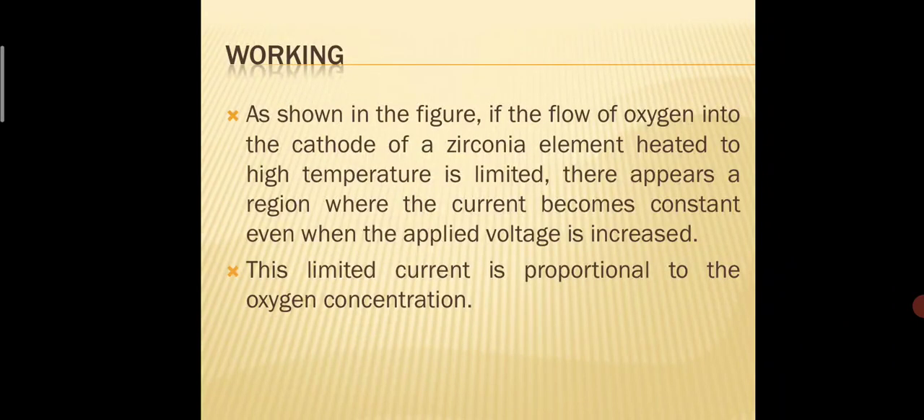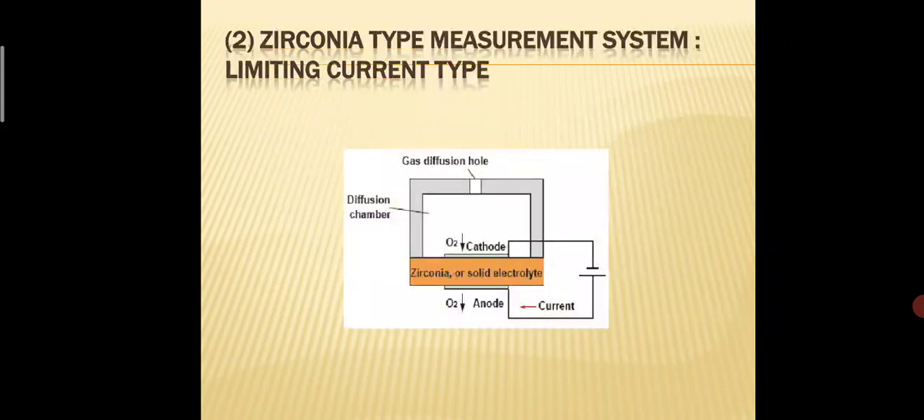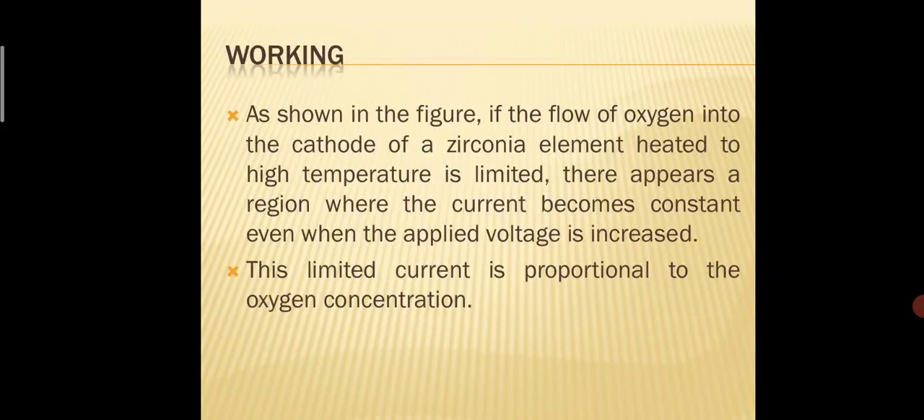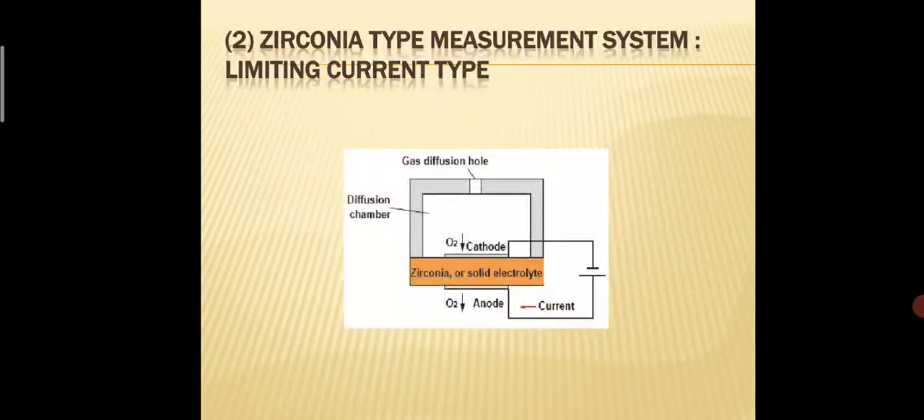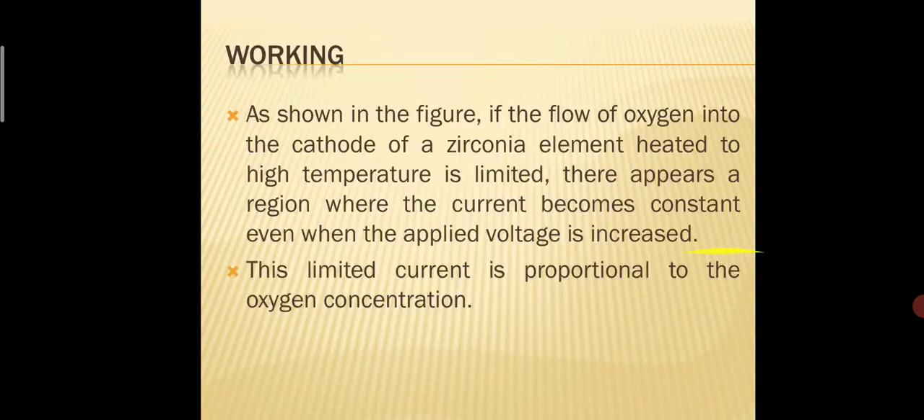As shown in the figure, if the flow of oxygen into the cathode of the zirconia element heated to high temperature is limited, there appears a region where the current becomes constant even when the applied voltage is increased. Increasing the applied voltage means the oxygen concentration is varied, and that variation gives a corresponding current value. This current value is proportional to the oxygen concentration. This is the working principle of this method, and the output is in the form of a current signal.